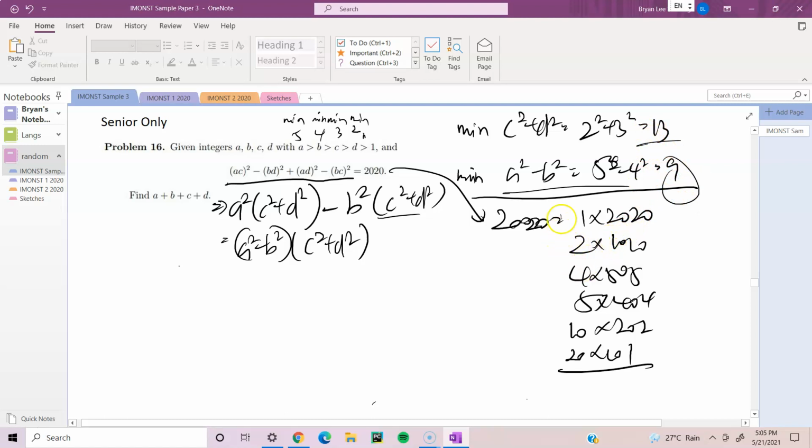So as we can see here, for the 6 pairs we've created, we have 1, 2, 4, and 5, which are all smaller than 9. So these are not possible. So we're left with 10 times 202 and 20 times 101.